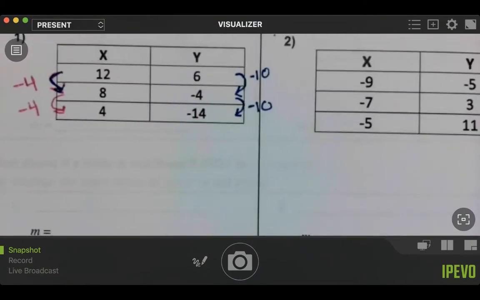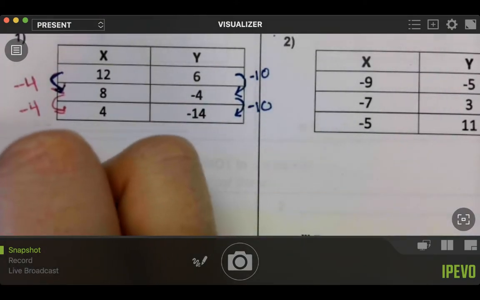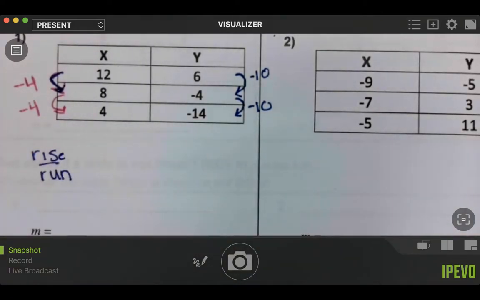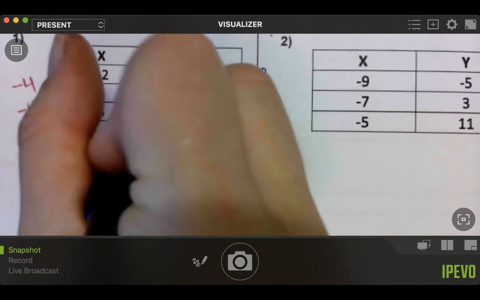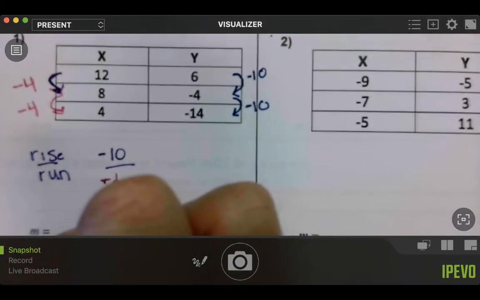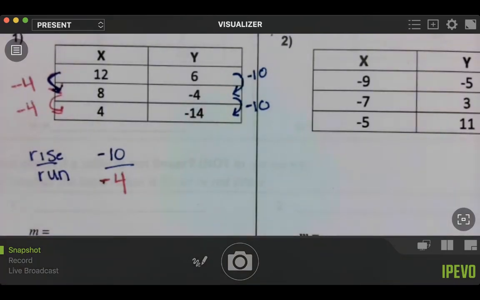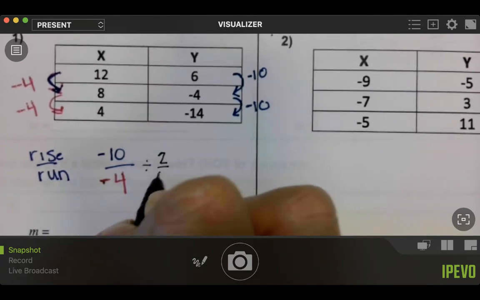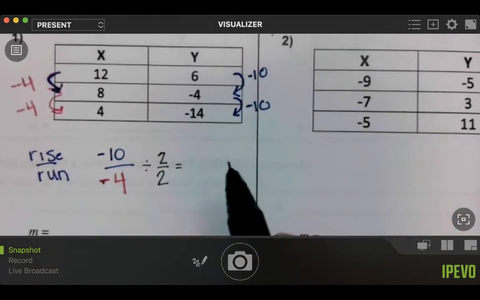So in order to find the slope, remember how slope was rise over run, and the y-axis is our up and down. So this is going to be -10 on top, -4 on bottom. What can I divide both of those numbers by? They're both even, so we'll go with 2. So I'm going to divide this by 2 and divide that by 2.